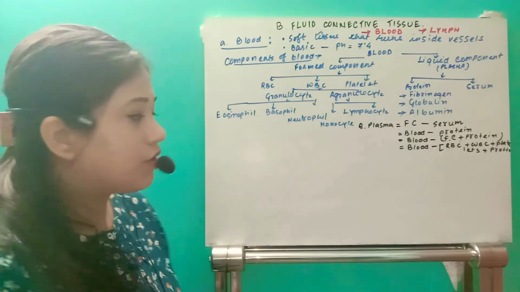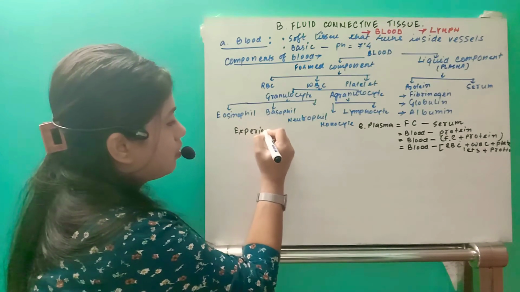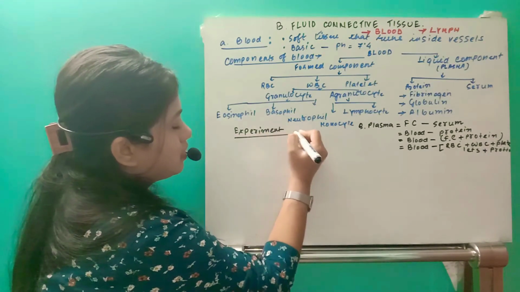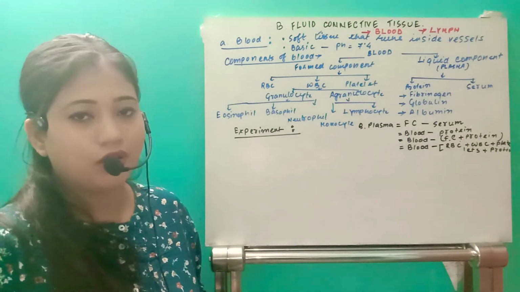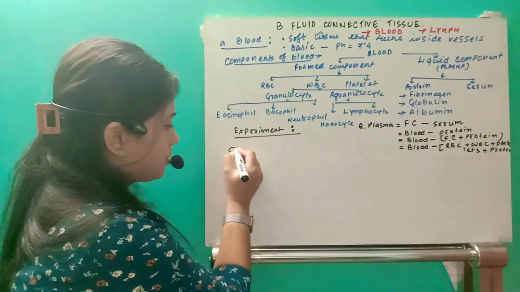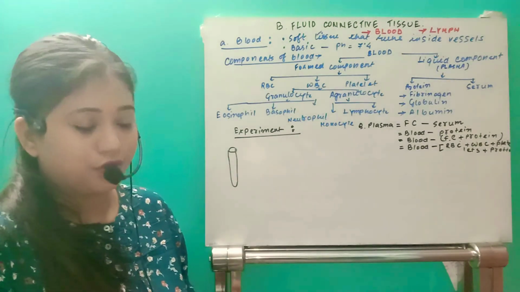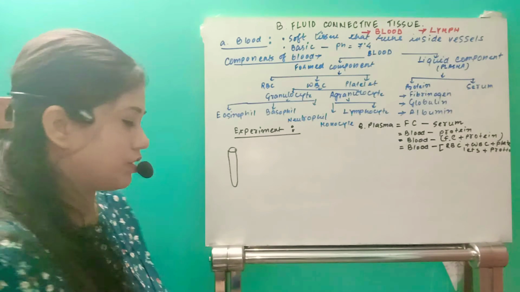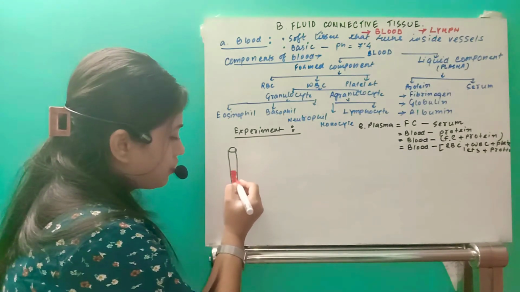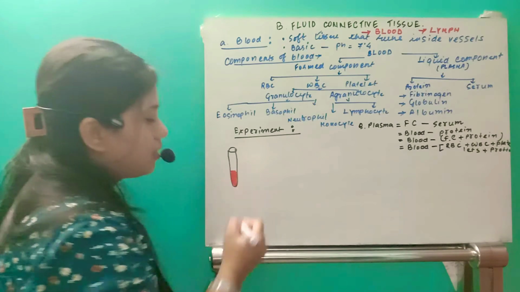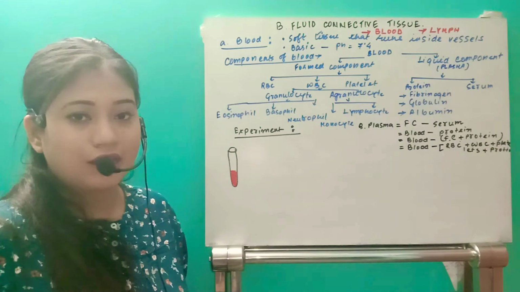Okay, so first of all, let's see that experiment. The experiment is to separate the components of the blood. First of all, suppose this is a test tube. In a test tube, we will take an amount of blood from a person. So first of all, what will be the color of the blood? It will be dark brown, dark in color.